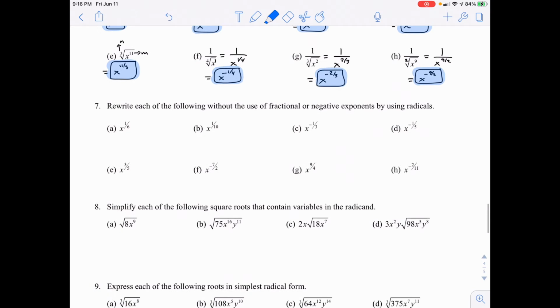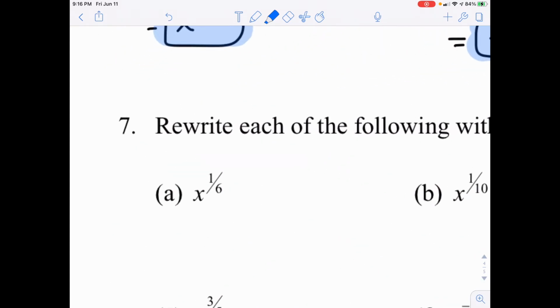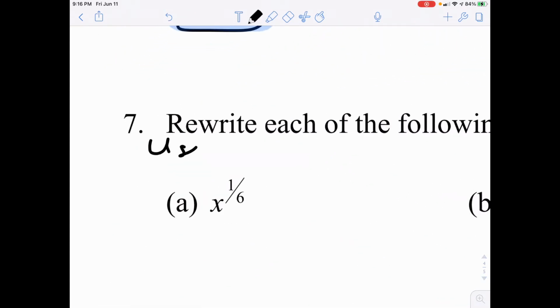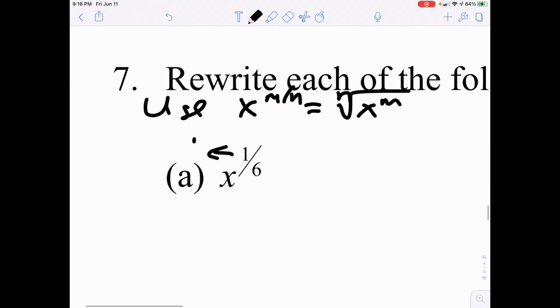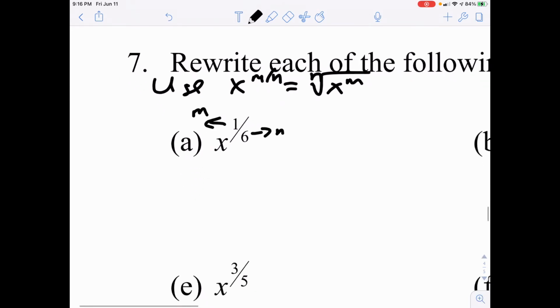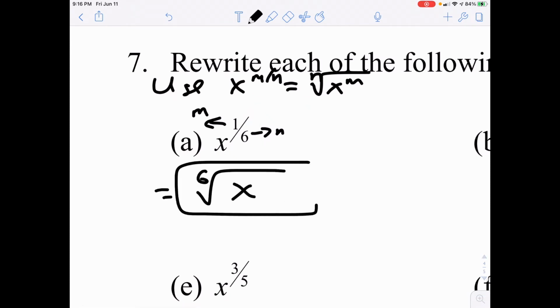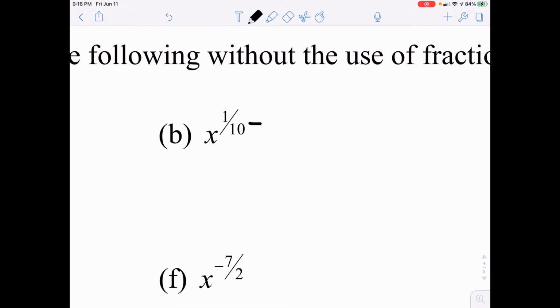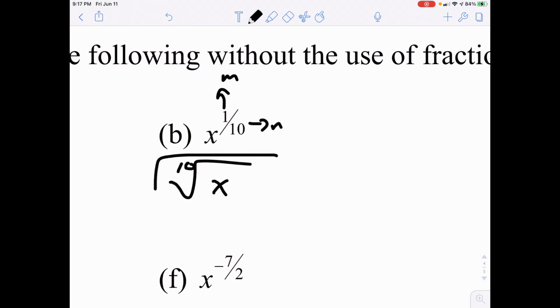In part 7, we're going exactly the opposite direction. We have a rational exponent and we want to rewrite it as a radical. So we're going to use x to the m over n is equal to the nth root of x to the m power. Well, 1 is the power, 6 is the root. So this is the 6th root of x to the first power, or just simply the 6th root of x. B, 10 is the root, 1 is the power. This would be the 10th root of x to the first power, or simply the 10th root of x.